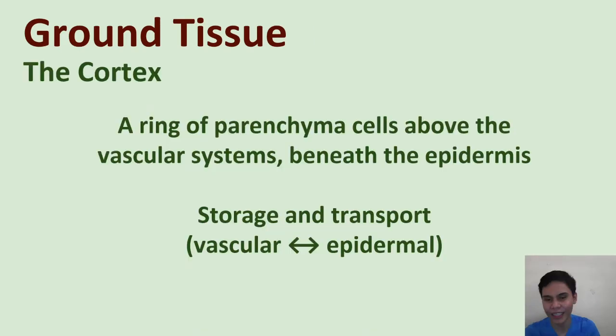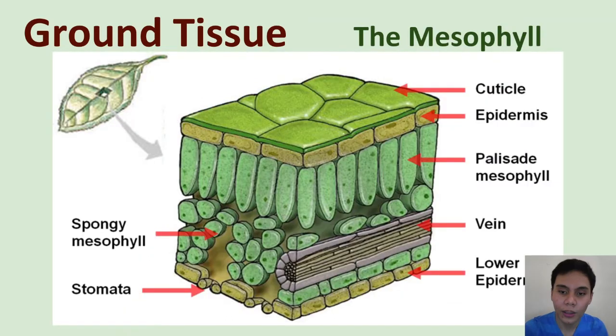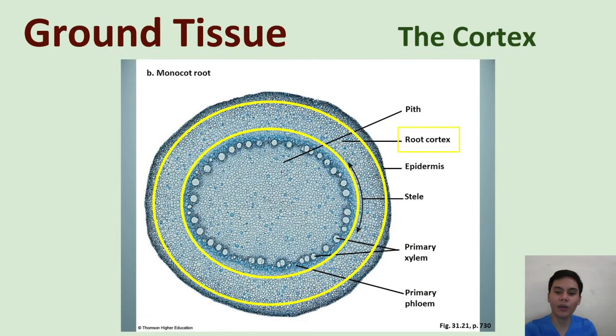So fun, right? The cortex, on the other hand, is another type of ground tissue which forms a ring of parenchyma cells above the vascular systems but beneath the epidermis. It's for storage and transport between the vascular and the epidermal system. To show you what I mean, this is the cortex now. The cortex is between the vascular systems on the inside and the epidermal tissue on the outside. So it's like a sandwiched layer. The cortex is responsible for storage and transport.